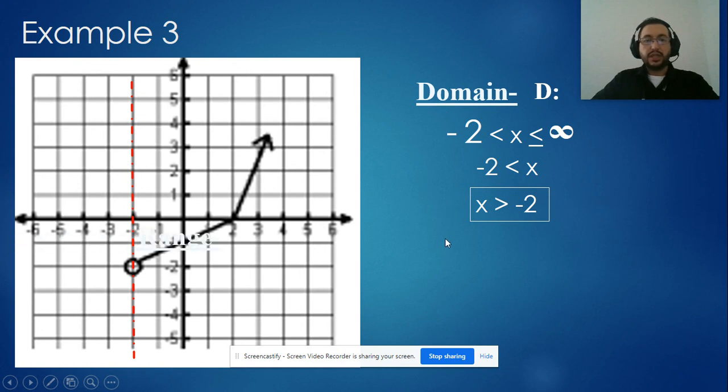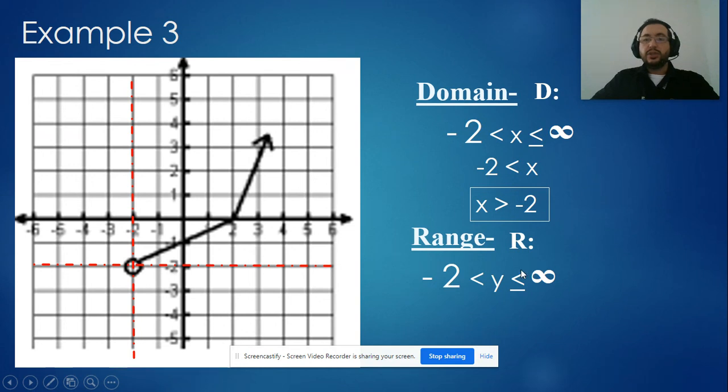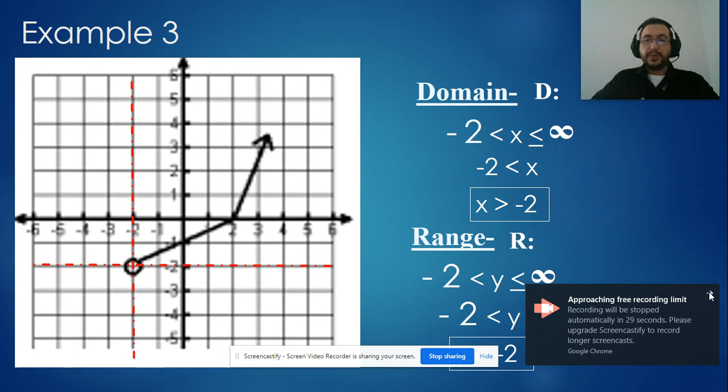What about the range? What is the farthest you can go at the bottom? It will be -2. What is the farthest you can go on top? It will be infinity because we have an arrow. So it will be from -2 to infinity. It's not included because it's an open circle. We drop the infinity part, -2 less than y. We write the variable first. So we're going to say y greater than -2, and that will be your range. Okay, thank you.